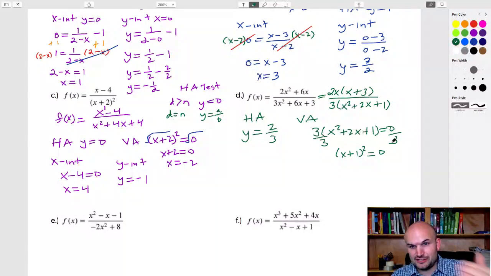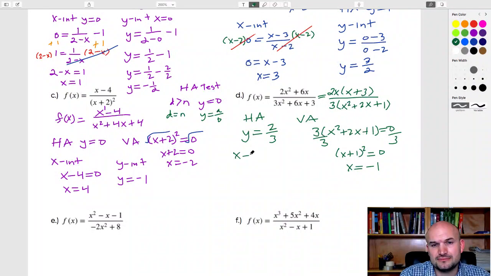And then again, I can take the square root of both sides, subtract 1, x is equal to -1. Now to find the x-intercepts, again, I'm just going to set my numerator equal to 0, which I already did. It already factored, so why don't I just take the factored form rather than refactoring it, doing that extra work?